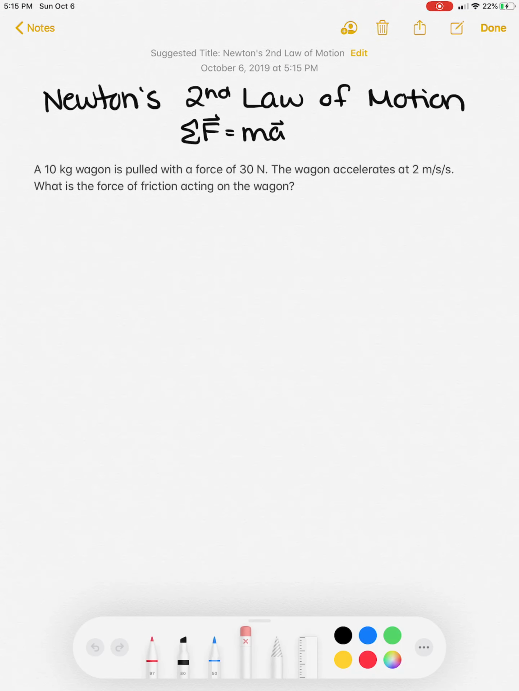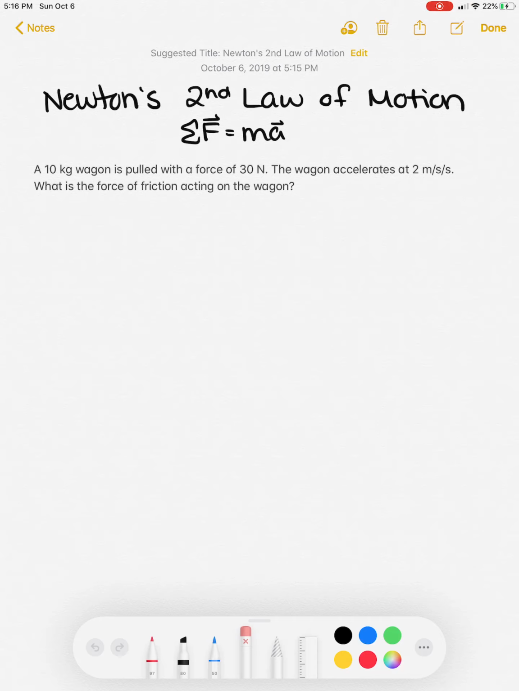Newton's second law of motion says that the net force, or all of the forces acting on an object, is equal to the mass of the object times the acceleration of the object in that direction. So to show everybody how to solve these types of problems, I have a very simple problem that we're going to go through step by step.